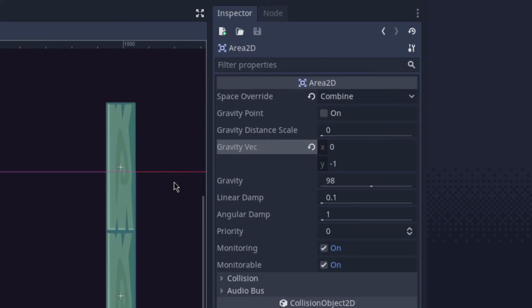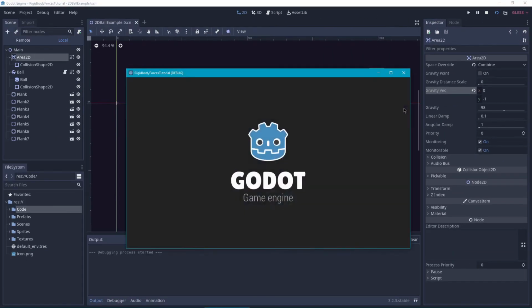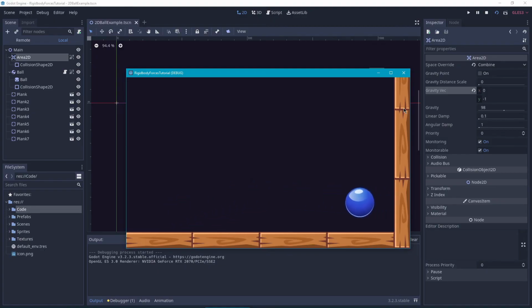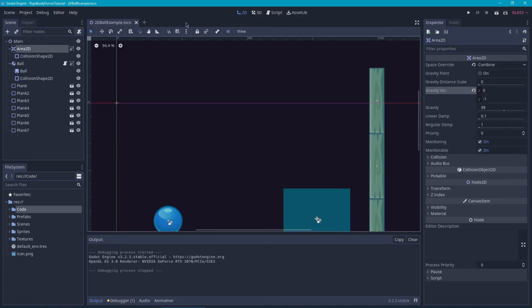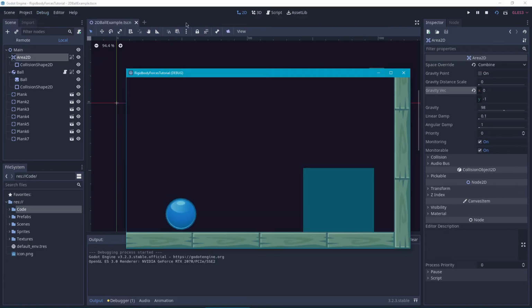We run this. You'll see that it will float a bit because it combines the gravity of the rigid body with the gravity set on the area 2D. Right now we can't see the area, so what we can do is go into debug and then we can turn on visible collision shapes. We run it, you'll see all the collision shapes and where the area is.